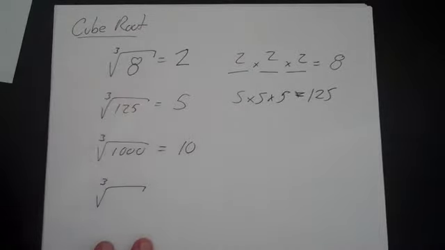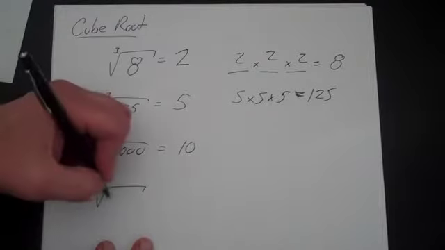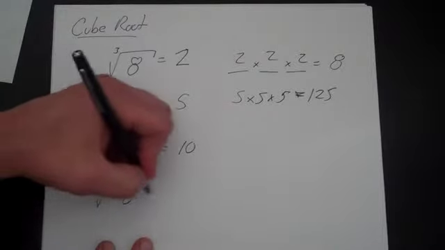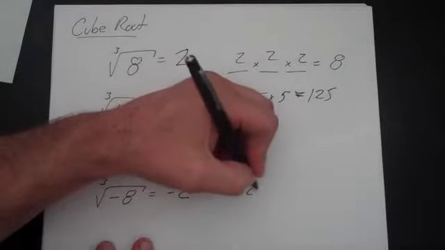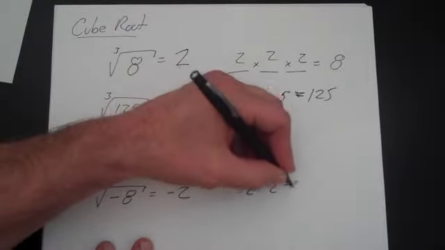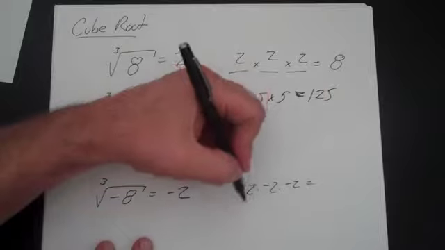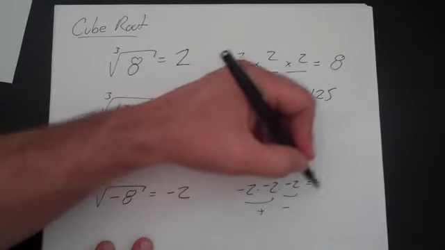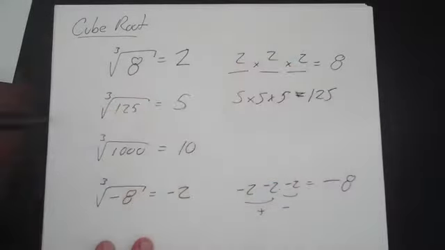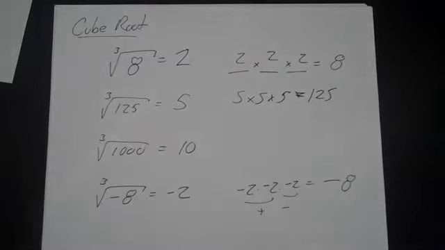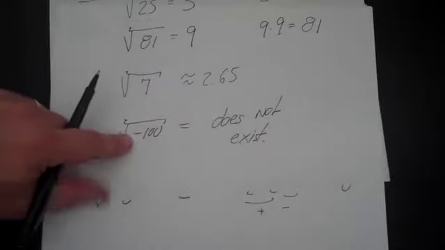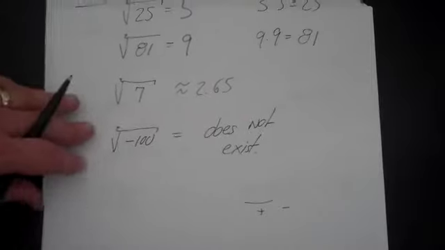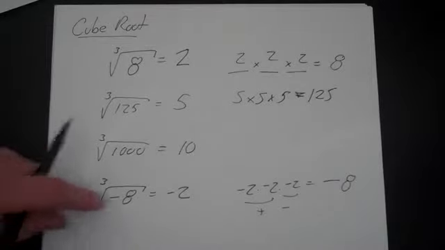Now, one difference between cube roots and square roots is if you take the cube root of minus 8, that's just minus 2. Because minus 2 times minus 2 times minus 2: negative times negative is a positive, and a positive times a negative is a negative. So that'll be a negative 8. So unlike square roots, where we said before that the square root of minus 100 does not exist, the cube root of minus 8 is just minus 2.